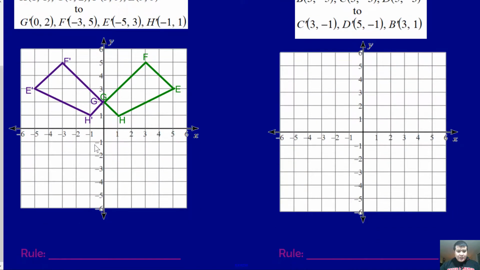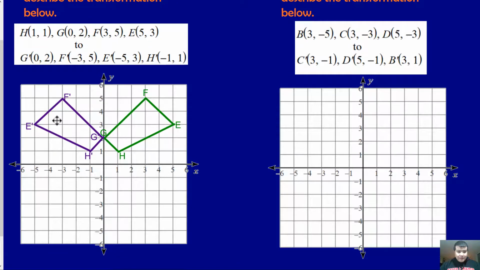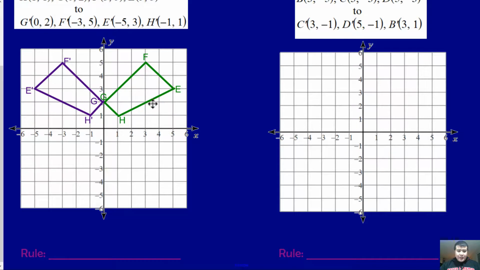So as we can see, this is a reflection across the y-axis, which means that we're multiplying each one of these x-coordinates. So this 3 becomes a negative 3, this 5 becomes a negative 5, etc. So we have a rule of reflection across the y-axis.